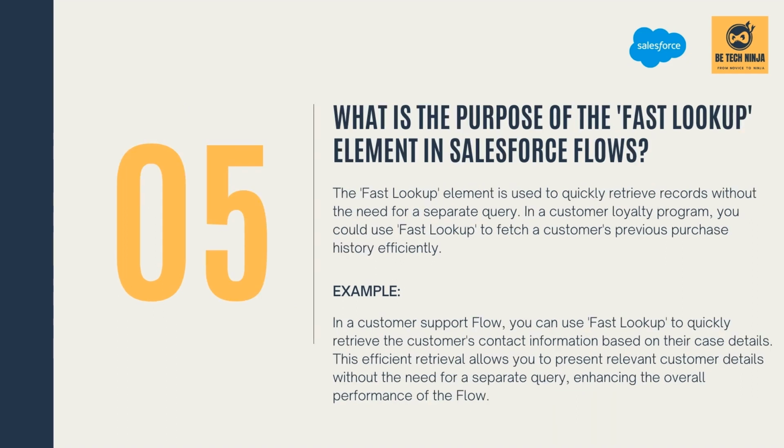The fast lookup element is a performance booster in flows. The next question highlights the purpose of fast lookup in flows. Question 5. What is the purpose of the fast lookup element in Salesforce flows? You can answer it like, the fast lookup element is used to quickly retrieve records without the need for a separate query. In a customer loyalty program, you could use fast lookup to fetch a customer's previous purchase history efficiently.